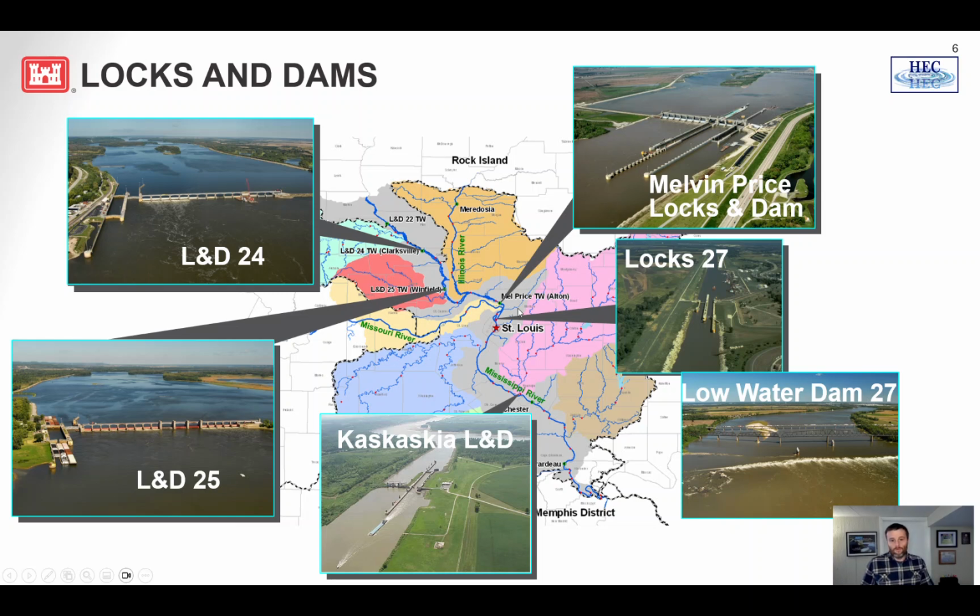Just south of Mel Price, there's Locks 27, which are in the Chain of Rocks Canal. And on the main stem Mississippi, there is a low water dam. It's just a rip-rap dam, and its primary purpose is to make sure that there's enough depth at the tailwater of Mel Price Lock and Dam during extreme low flows. As we get farther in our district, at the very southern tip of the Kaskaskia River, just 7/10 of a mile from the Mississippi River, there's a lock and dam on the Kaskaskia, and in this picture you can see the foreground of the Mississippi. The Kaskaskia has 3 projects, so it's an interesting watershed to regulate within SWMS.